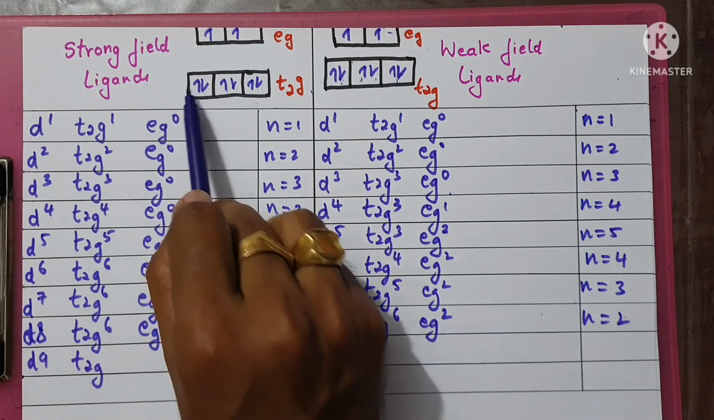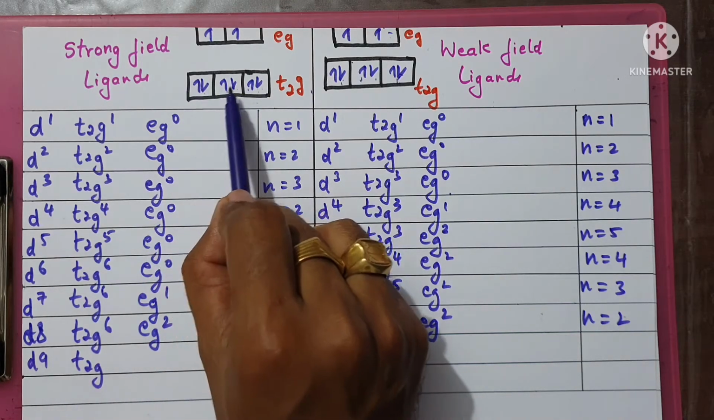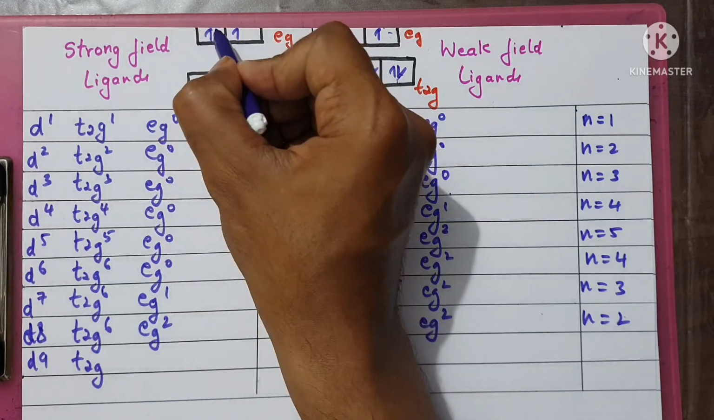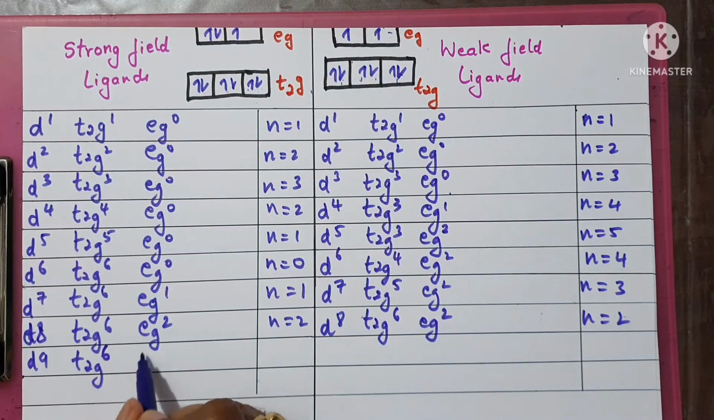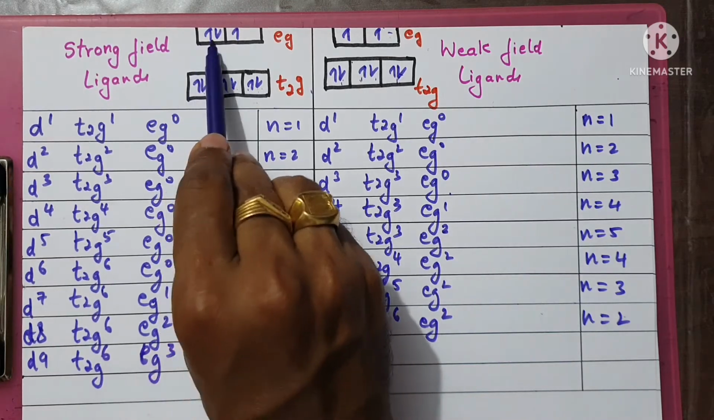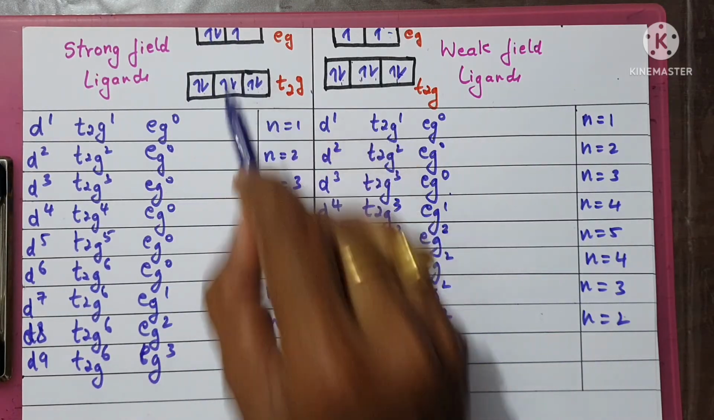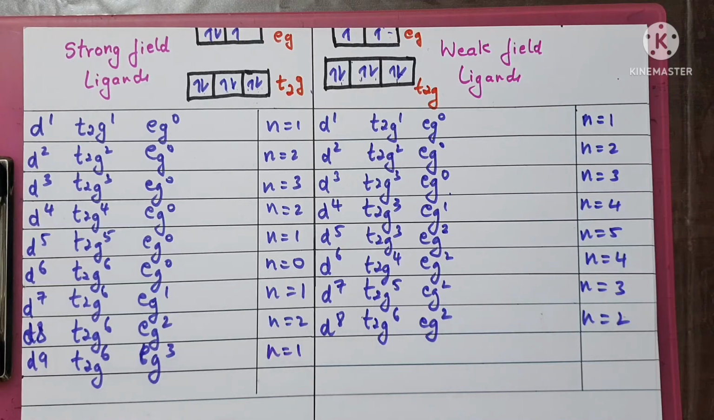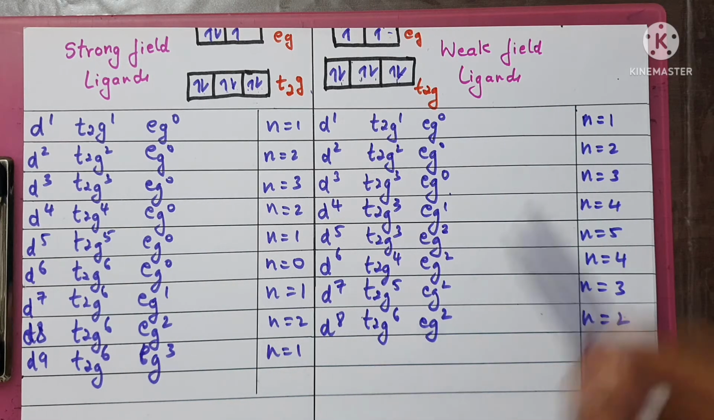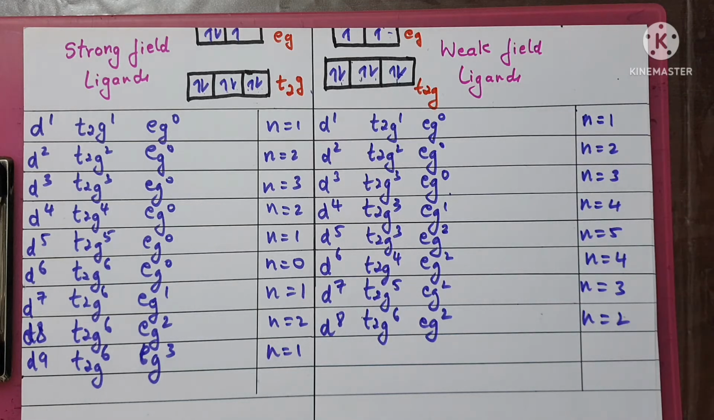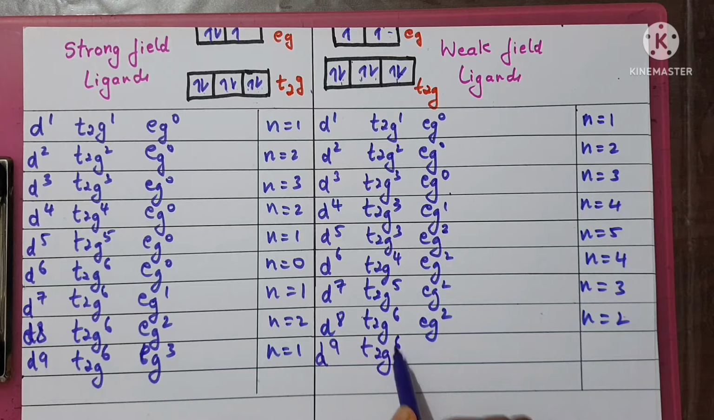t2g 1, 2, 3, 4, 5, 6, 7, 8, 9. t2g6, eg is 3. How many unpaired electrons? 1 unpaired electron. n is equal to 1. I am sure even in case of weak field ligand, it will be the same. I'll just write it down: d9 is equal to t2g6, eg3, n is equal to 1.